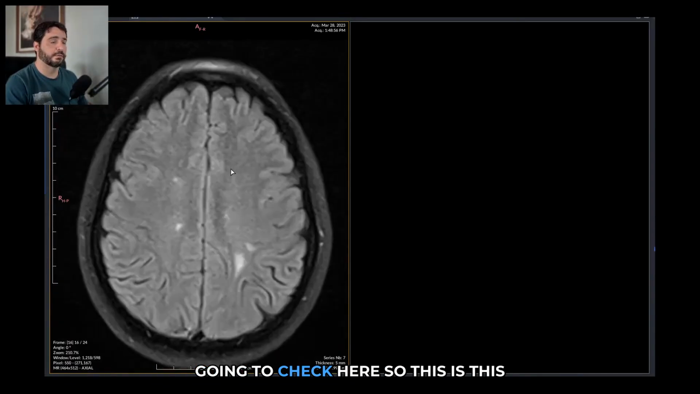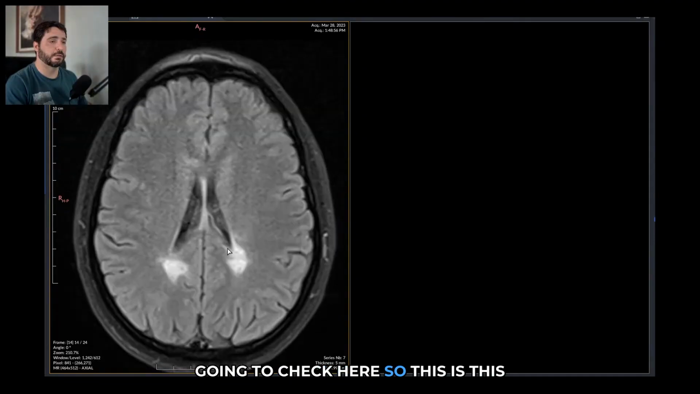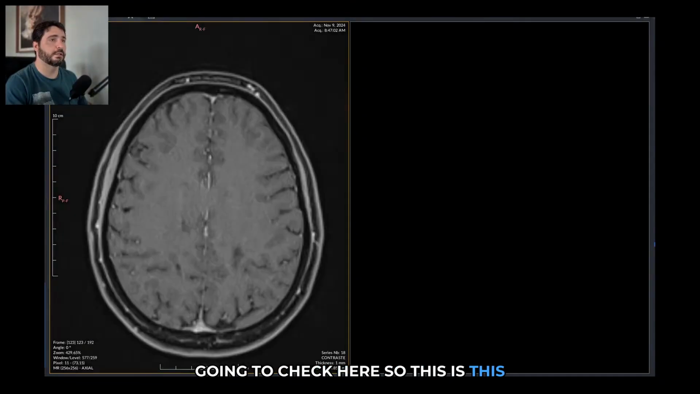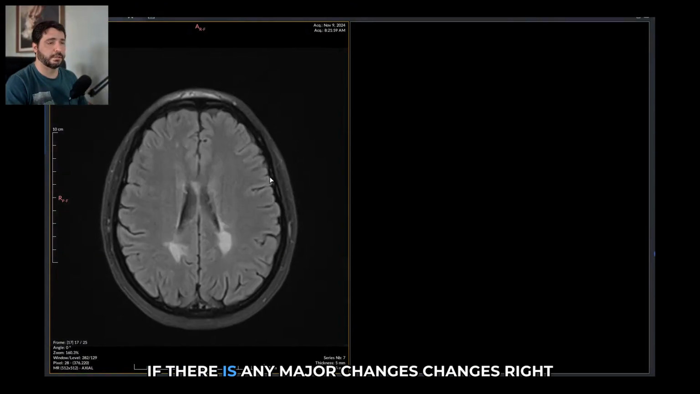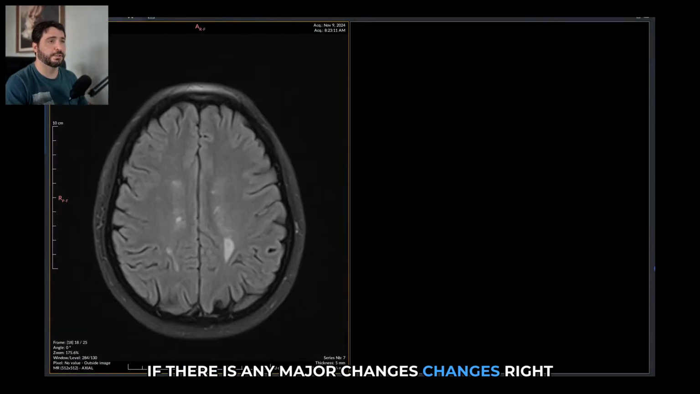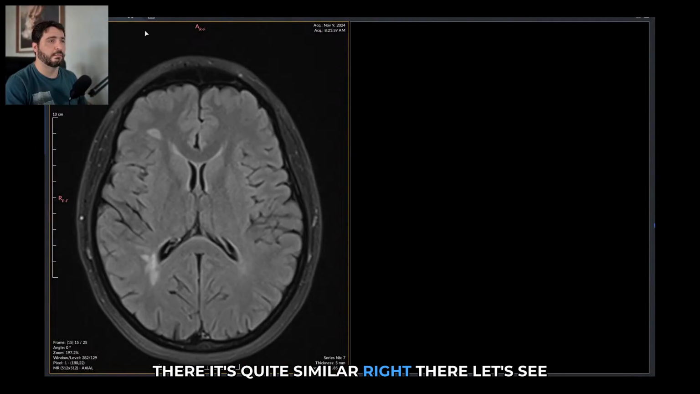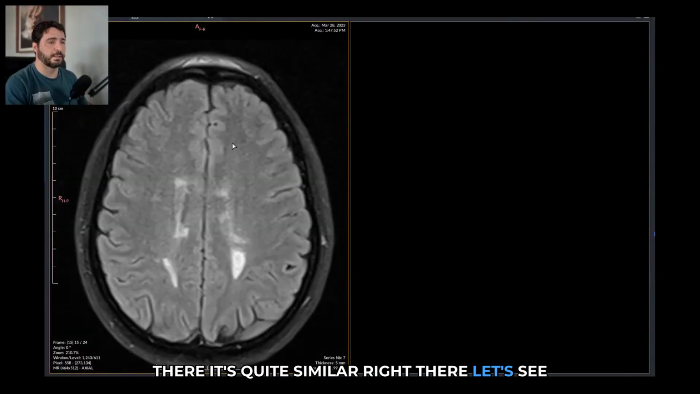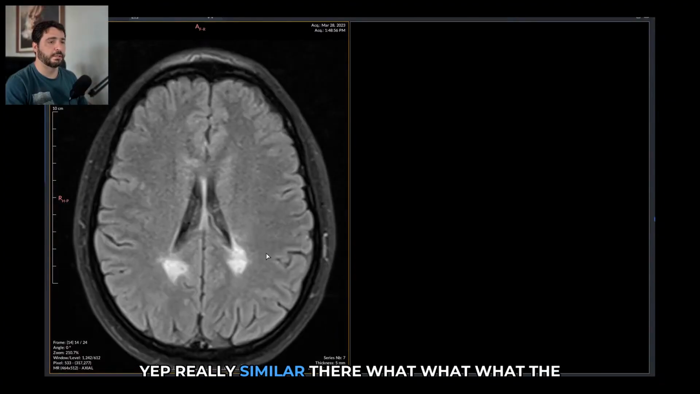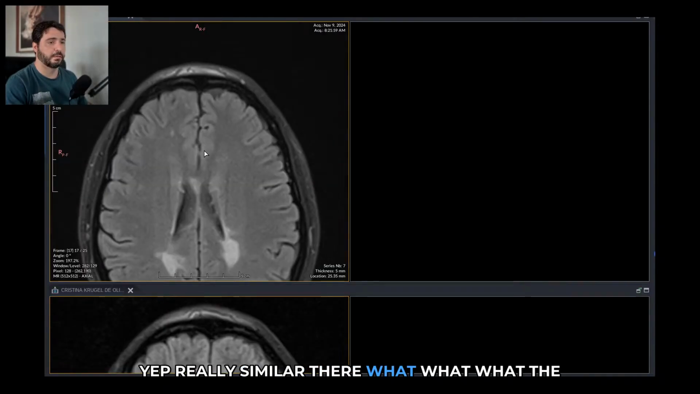I'm just going to check here. So this is this. Just go for a regular FLAIR to see if there is any major changes. Right there. It's quite similar. Right there. Let's see. Yep. Really similar there.